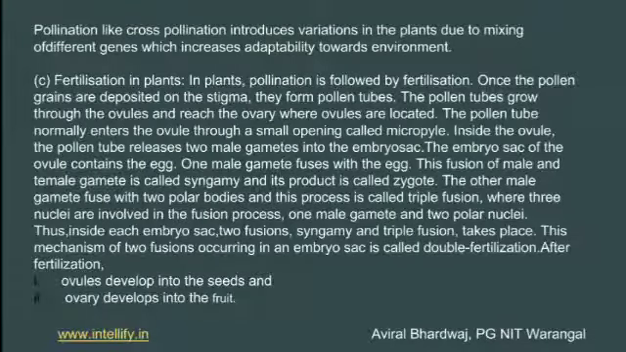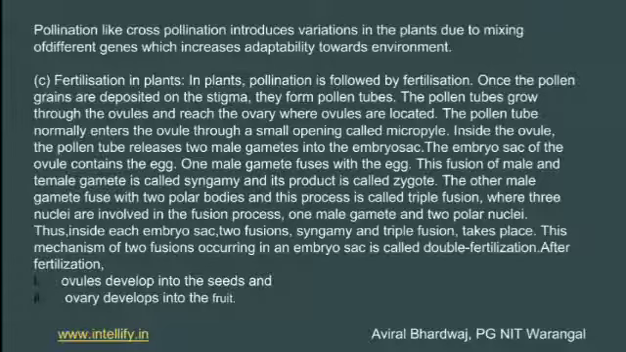And third is fertilization in plants. How does fertilization occur in plants? Pollination is followed by fertilization. Once the pollen is deposited on the stigma, the pollen tube is formed. The pollen tube grows through the style and reaches the ovary where the ovule is located. The pollen tube enters the ovule through the micropyle. Inside the ovule, the pollen tube releases two male gametes.